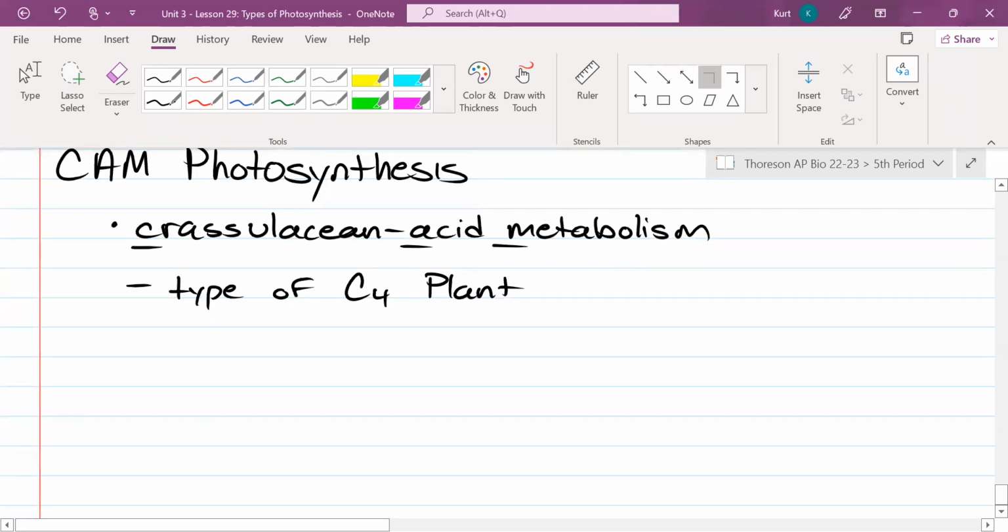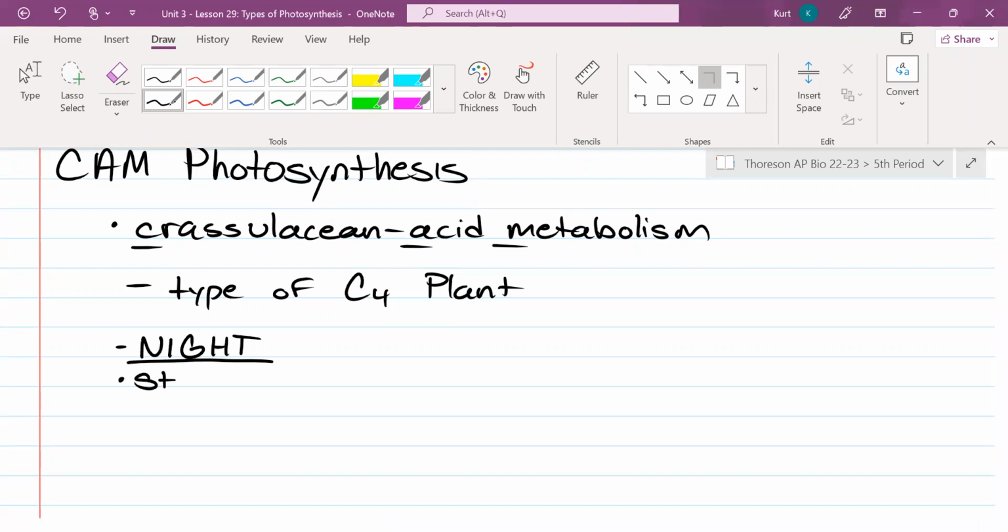But here's how this is different. At nighttime, when do you think the stomata are open or closed at night? Yeah, there's no reason to have them closed at night. The sun's down, evaporation is stopped. Puddles don't evaporate at night. Stomata are open. CO2 enters the plant.